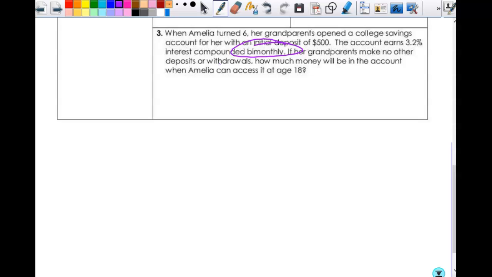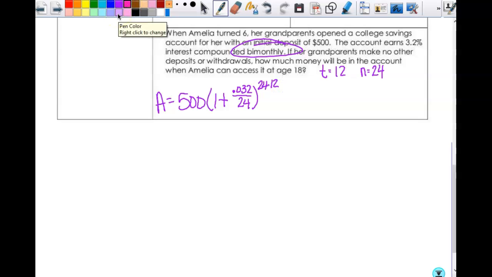So our T, what would T be in this problem? 12, right? And then what is N? 24, because it happens twice a month. So then we can just substitute this in. A is equal to, they start with $500. Then we get 1 plus, the rate is 0.032 over 24, to the 24 times 12 power. And type all that in.